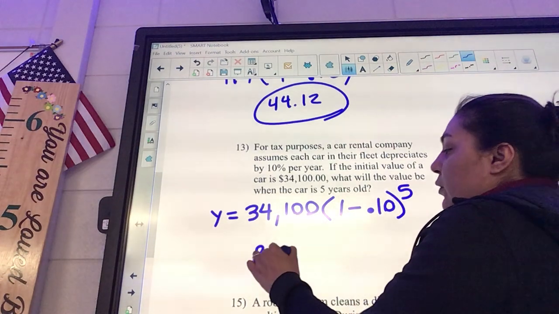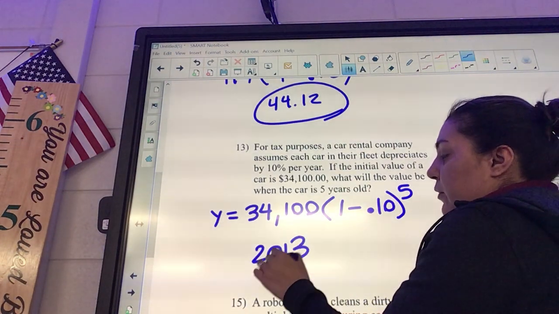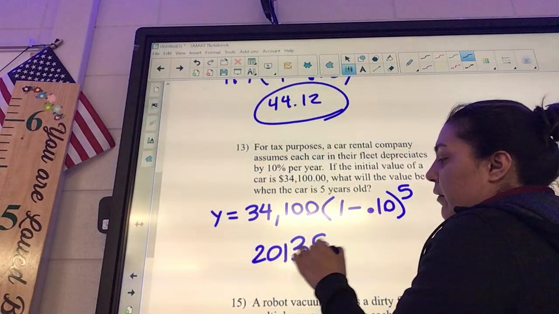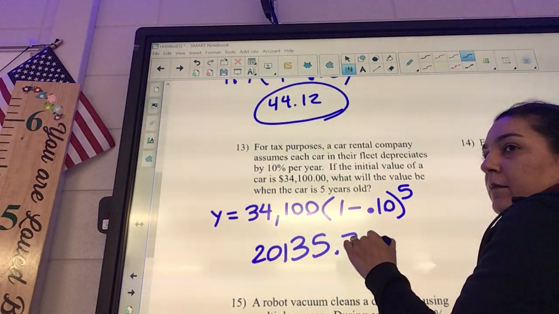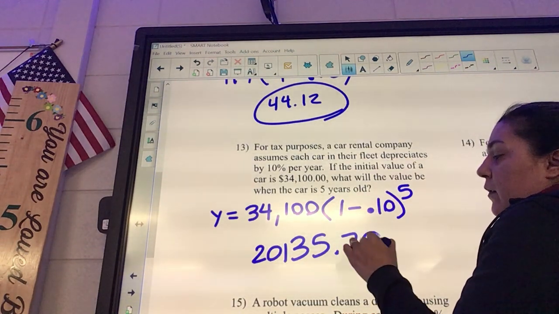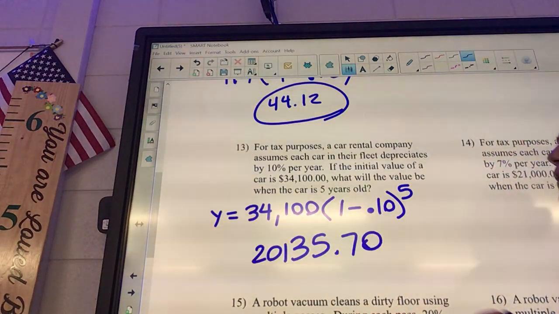20135.70. It says point 70, but there's a 9 at the end though too. So .70, and then there's a 9, but we don't go over the 9, right?